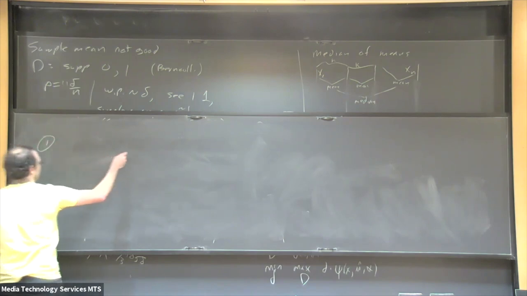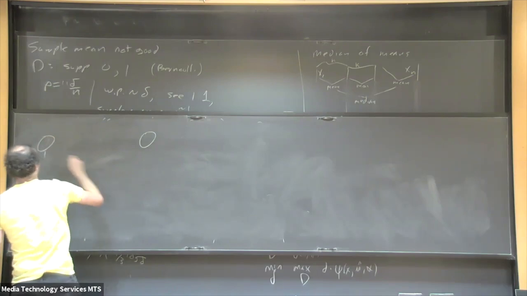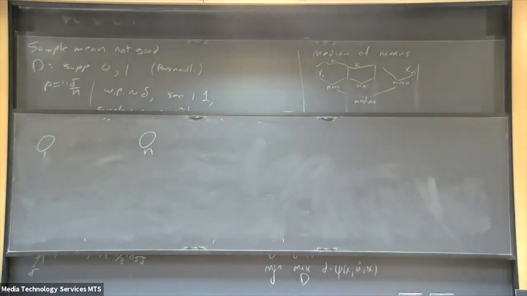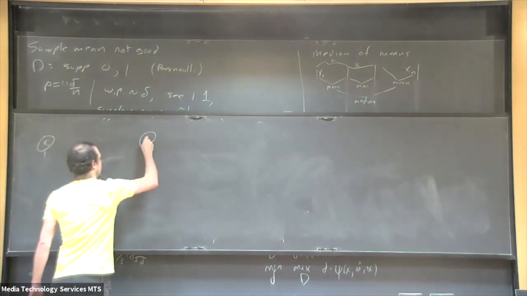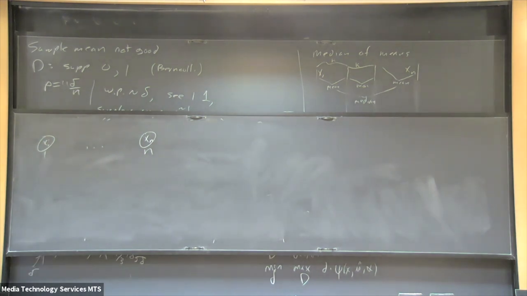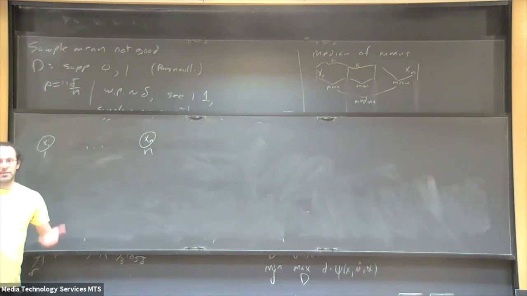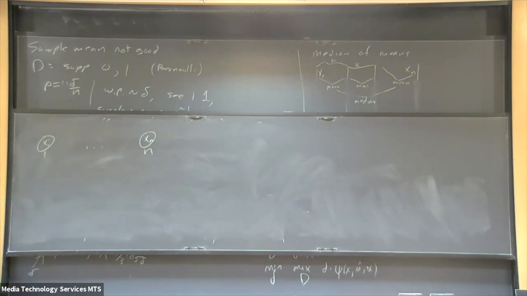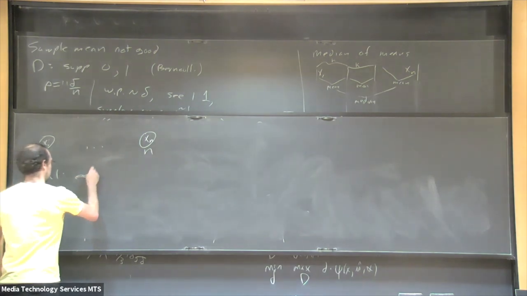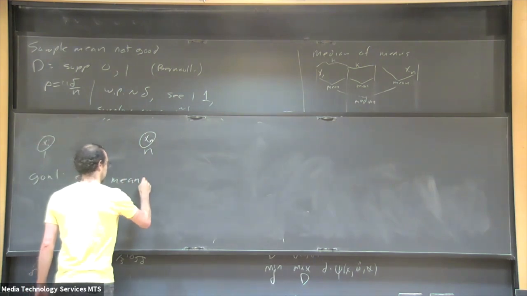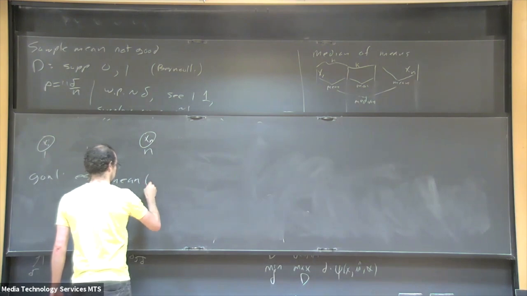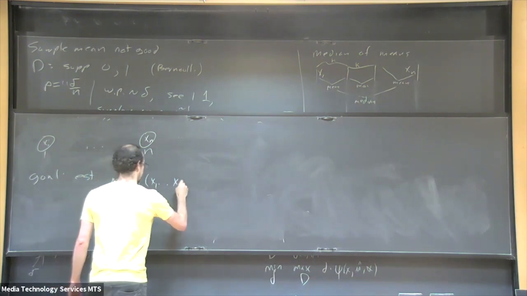Consider n entities, labeled 1 through n. Think of them as people. Each of them has some unknown real data value that we can ask about: x1 up to xn. For the moment, think of them as being bounded, like in a political poll, a yes/no question, or between plus or minus one. The goal is to estimate the mean of x1 through xn. I'll generalize this a bit.